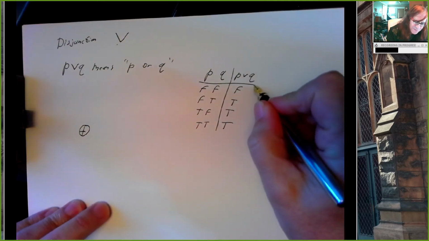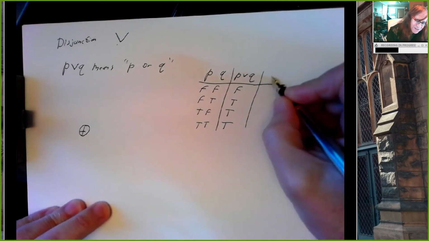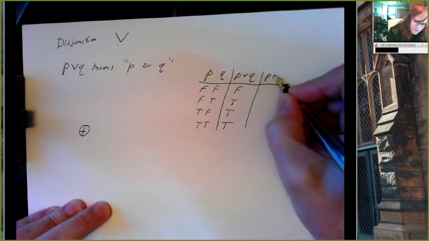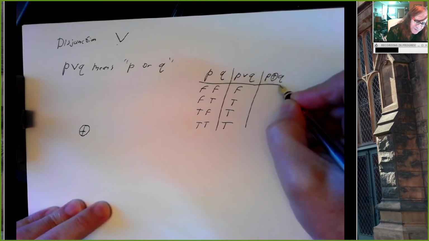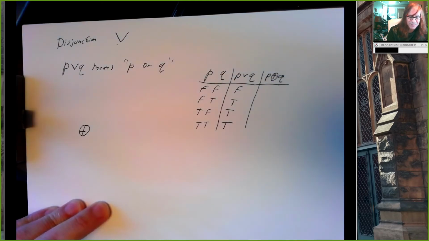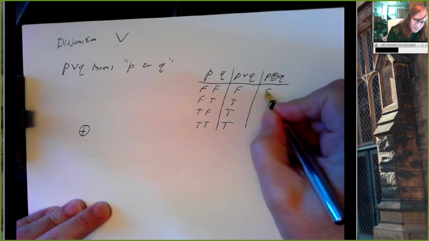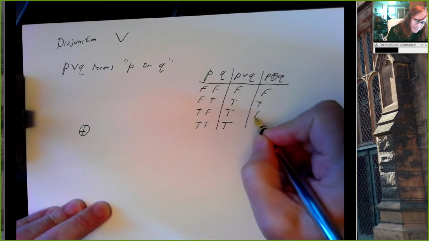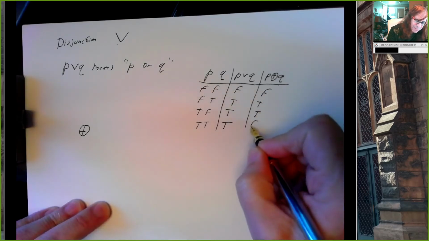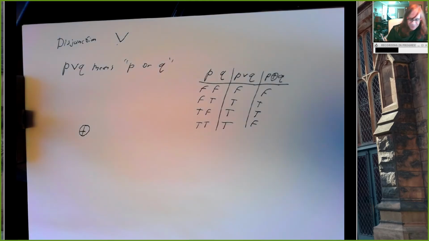Is there a word for it? I think it's just called an exclusive or. It doesn't come up very often for some reason, but we can formalize it other ways. This looks just like a plain old disjunction, except if both of these are true, then it's false.